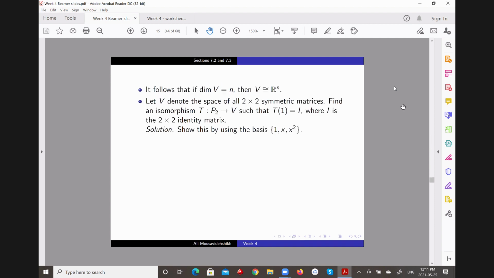So if I define T of 1 to be I, the question is, what do I define T of x and T of x squared to be? Does everybody remember we did a question where we found the basis for V before?